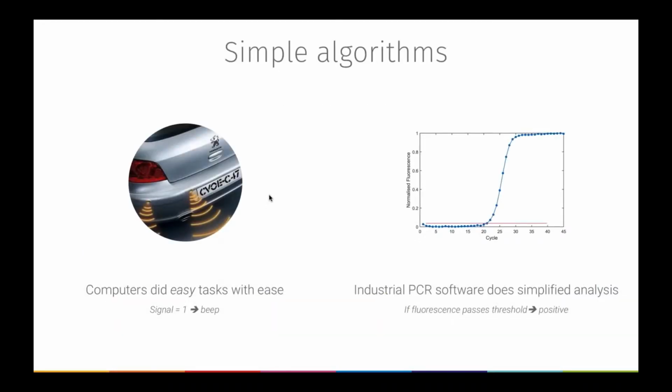And to explain this a little bit more, we like to use the metaphor of a simple car sensor. We like to think that computers used to do easy tasks with ease. For instance, you can see this car here, which has a simple parking sensor, and if the signal is 1, it will alert the user with a beep. And we like to believe that some of the industrial PCR software out there does a very comparable analysis of a situation. So if a fluorescence passes a certain threshold, then this curve is a positive, which of course is not the truth if we are seeing some artifacts or if there is a very low or late amplification.